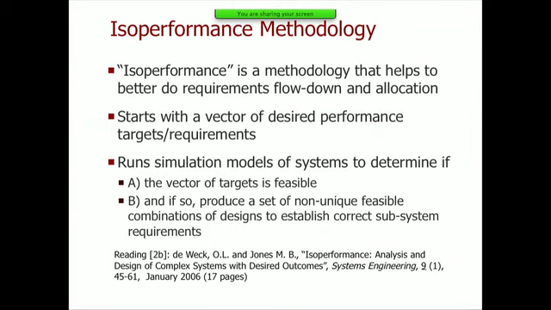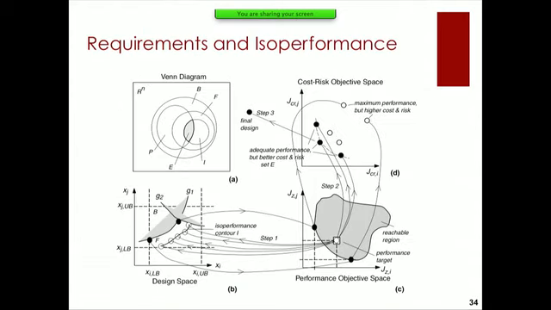So the idea is that you have a vector of desired performance requirements, and you want to understand, first of all, are those requirements feasible? And if they are feasible, it usually means there's more than one way that these requirements could be satisfied. So find different non-unique feasible combinations to satisfy the higher level requirement. And so this is one of the readings.